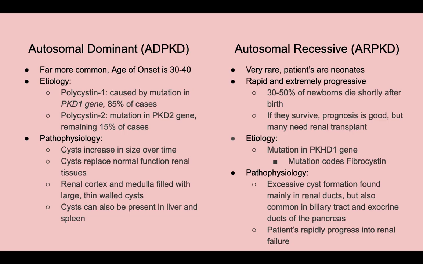This is caused by a mutation in the PKHD1 gene, which codes for fibrocystin. The patho is similar, but the cysts ultimately develop mainly in the renal ducts, but they can also develop in the biliary and exocrine ducts as well. And like I said, they rapidly progress into renal failure, and the prognosis is normally not good.